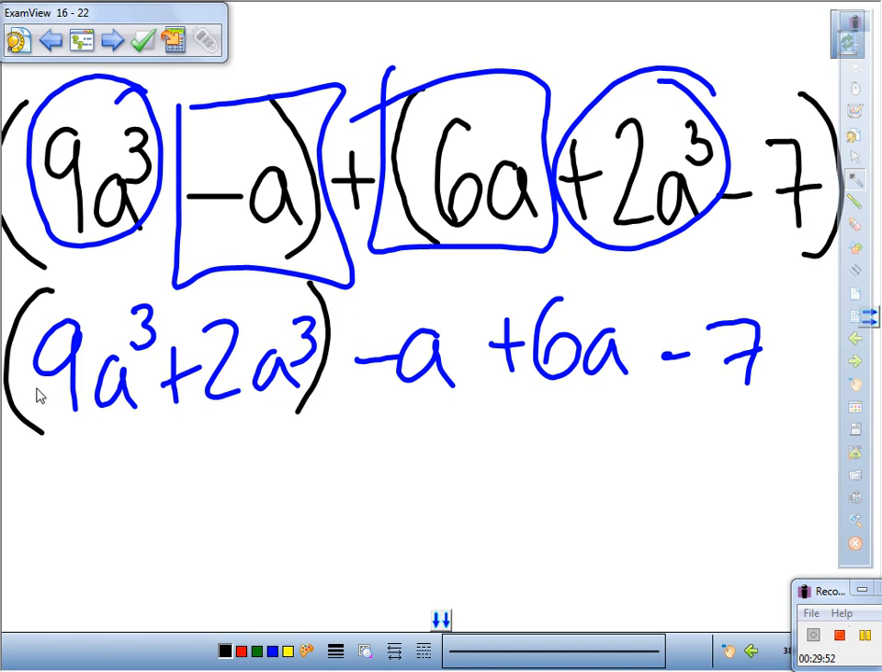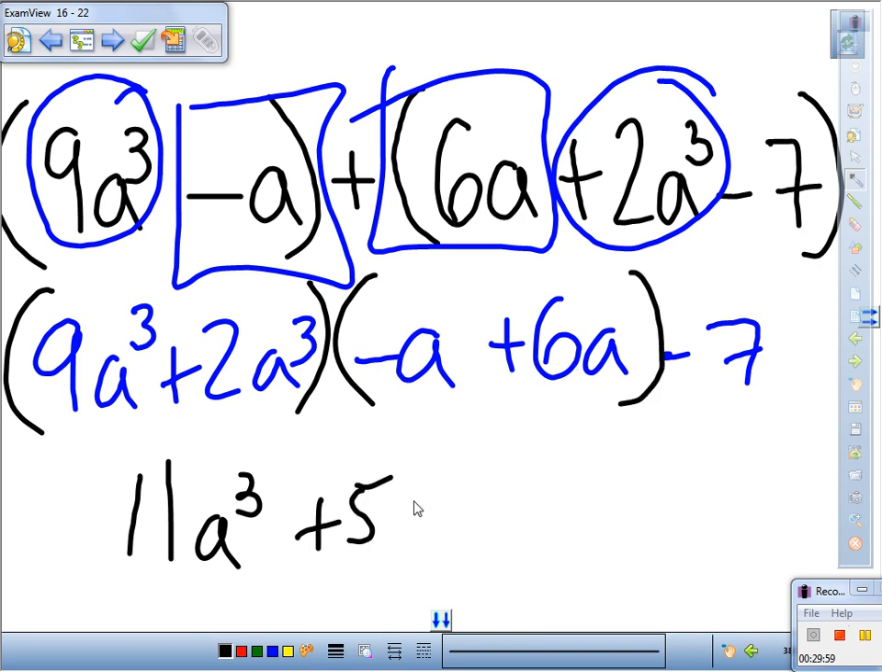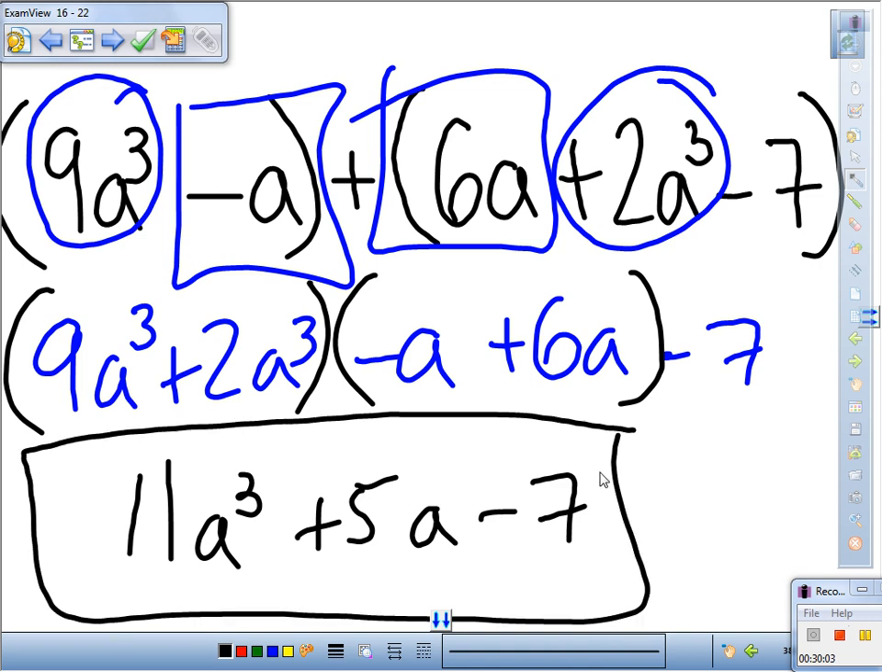Then I combine these. What is 9 plus 2? 11A cubed. All right. What is 6 minus 1? 5. 5A. And bring down the negative 7. Hands up if you got that. That is correct. We can't combine anything else. We're done up to right there. Okay? Let's go to number 17.